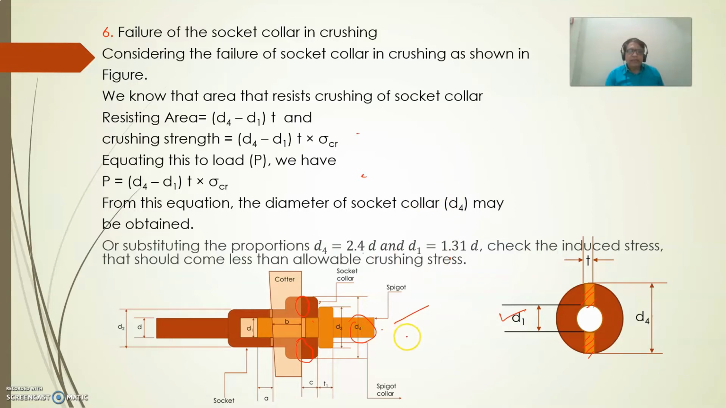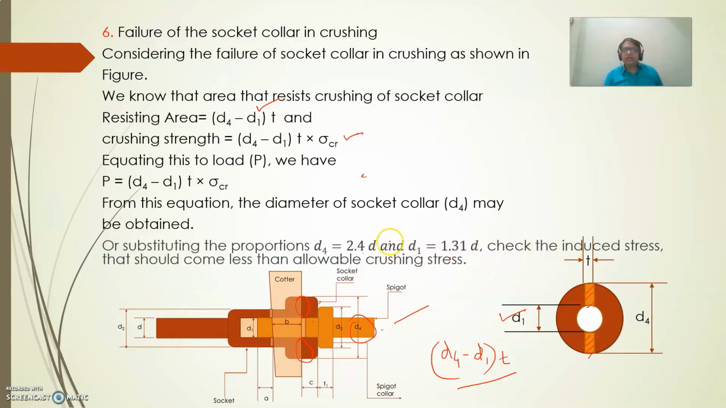So that's why the area of contact is nothing but D4 minus D1, the total length, into the thickness T. So this is the resisting area. That resisting area is multiplied by sigma CR, the crushing stress of the socket due to the quarter, or of the quarter due to the socket. You will get two equations of the same thing, only the crushing of the socket or the crushing of this quarter.